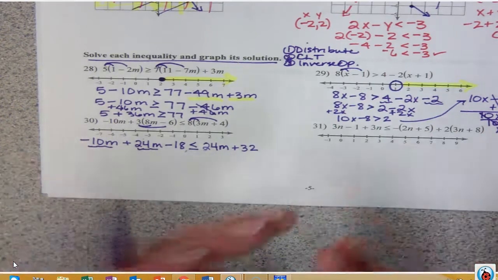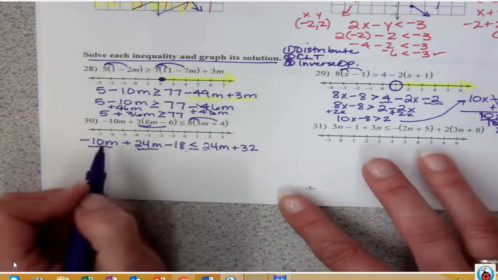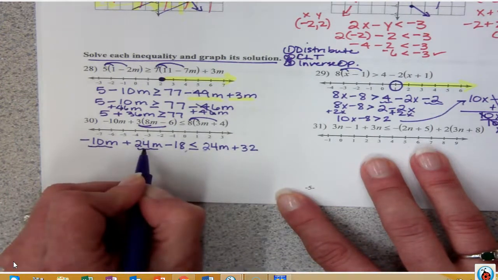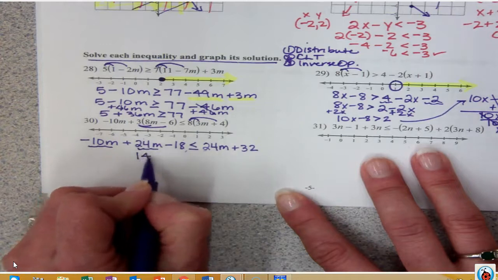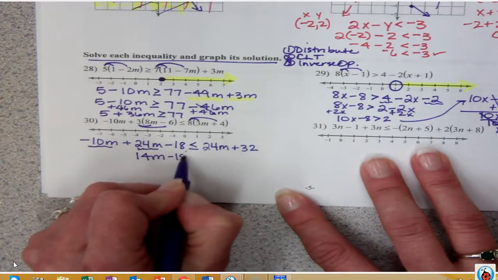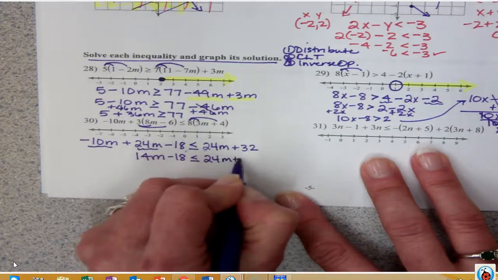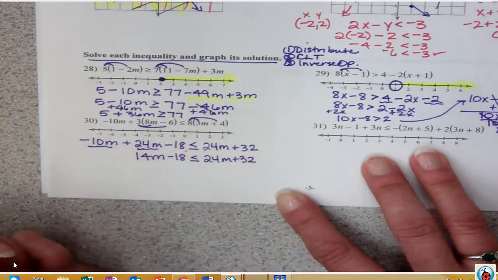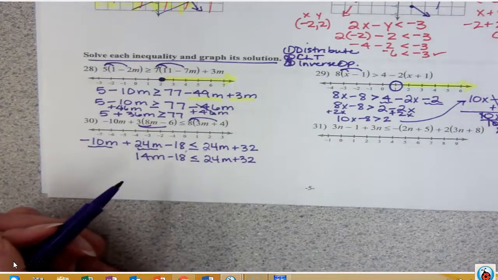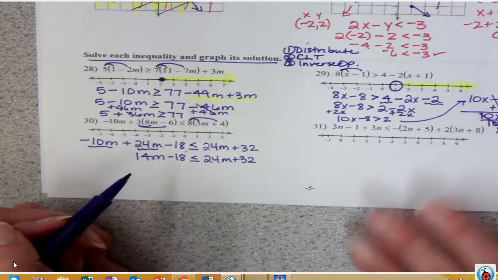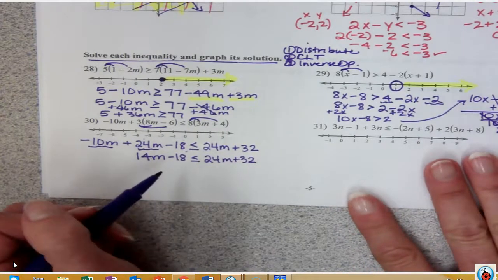I just take them and mush them together. So negative 10m plus 24m is going to give me 14m minus 18 less than or equal to 24m plus 32. I don't do anything else. So now I've distributed, I've combined my like terms. Step 3 is inverse operations.